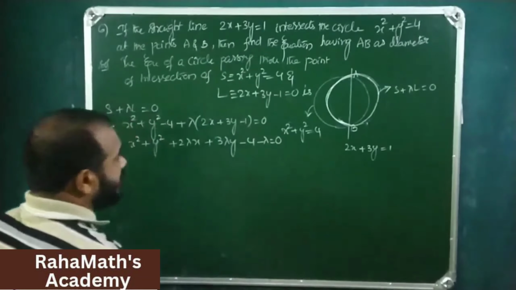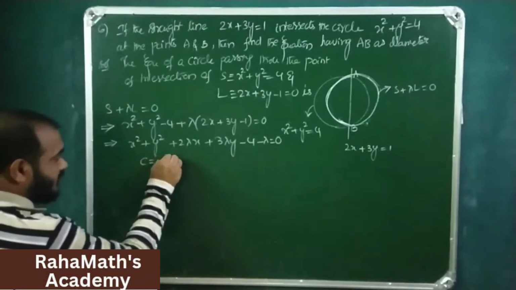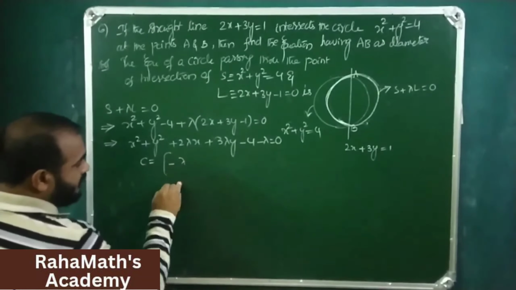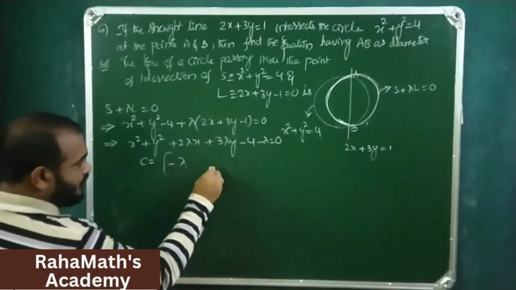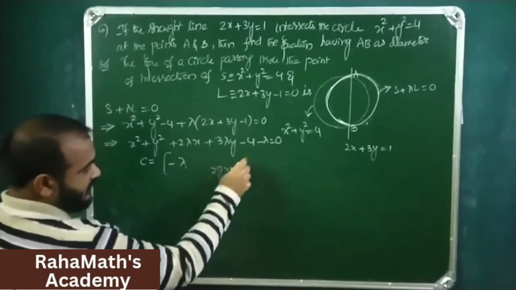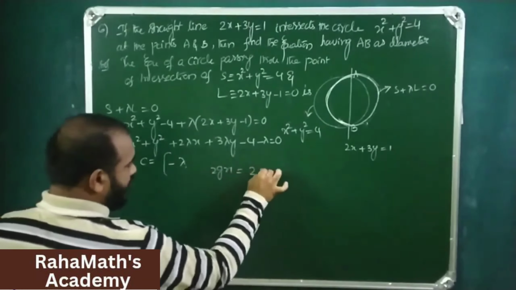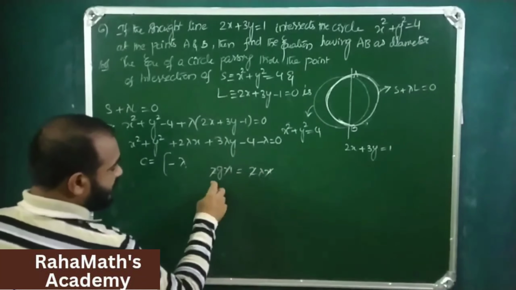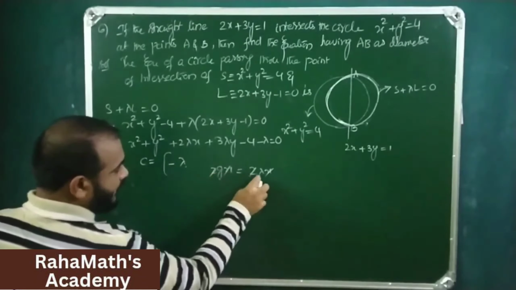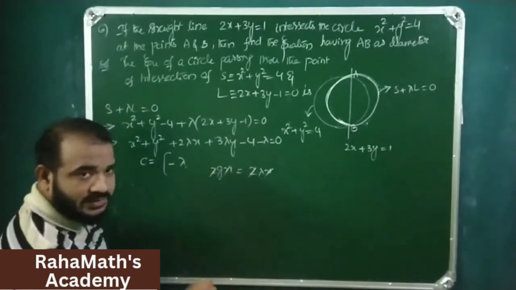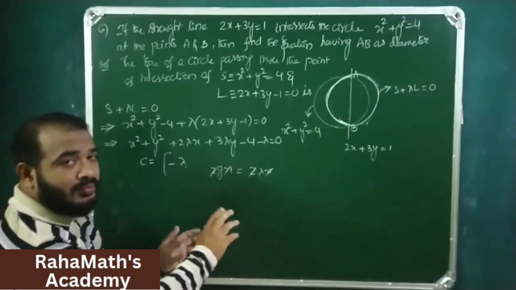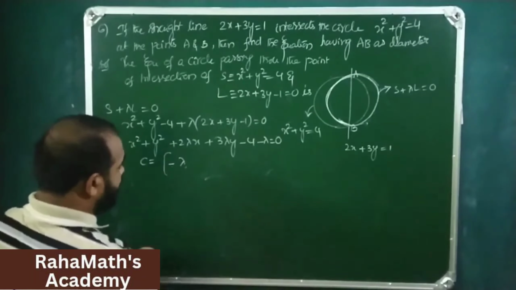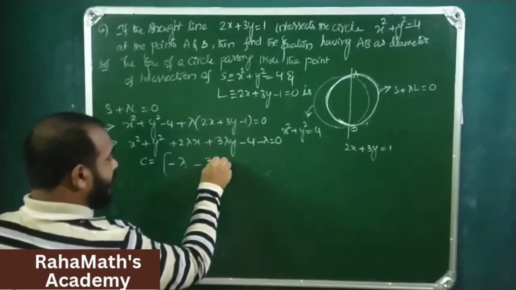Now, first of all, what is the center of this? Minus g, minus f. 2gx equals 2 lambda x, so the 2 and x get cancelled. Therefore, g equals lambda. So the center is minus g, so minus lambda, and minus f, so minus 3 lambda by 2.